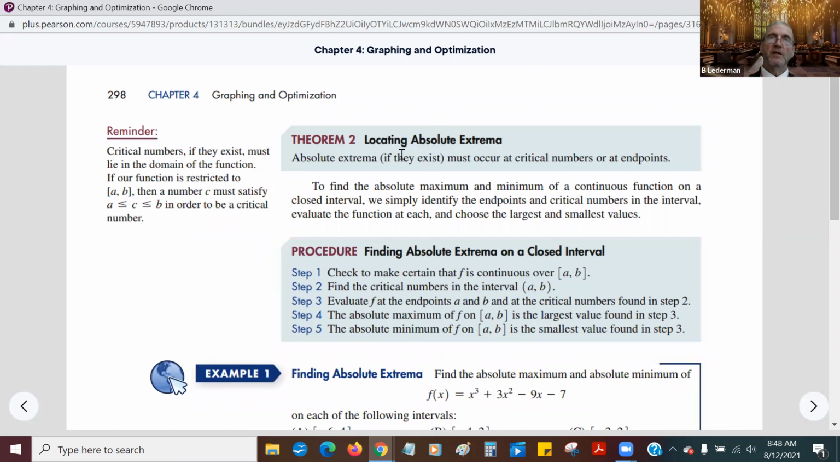To locate the absolute extrema, that's mins and maxes, if they exist, they must occur either at the critical numbers or at the endpoints. It's either local maxes, local mins, or endpoints. And that's pretty much common sense. So let's do an example here.